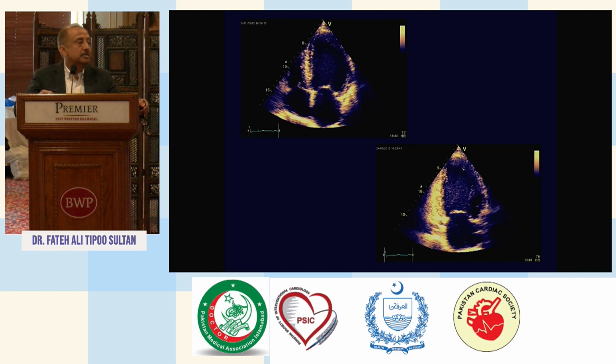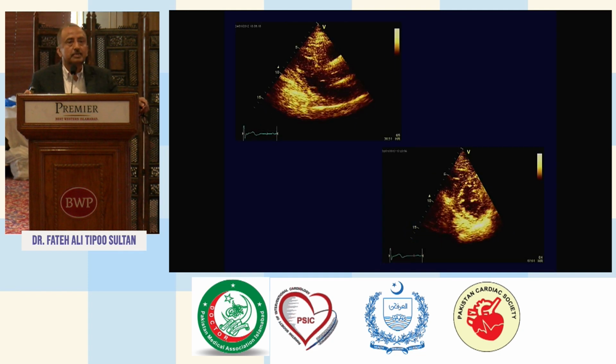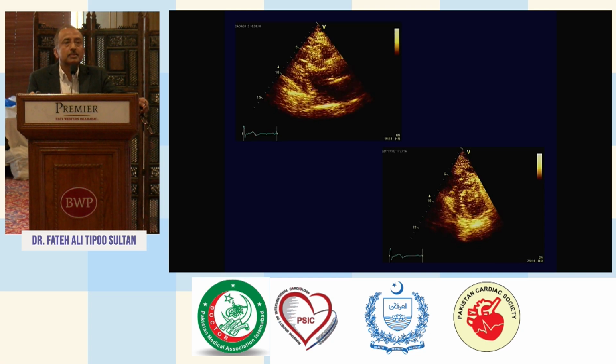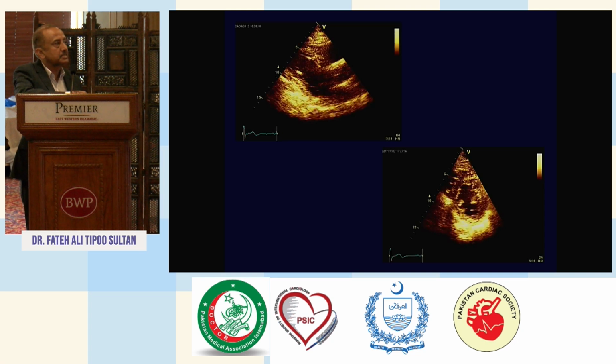And here in this case, this is severe LV systolic dysfunction, or the EF is severely reduced. But here on visual assessment, you can see that this is a normal kind of LV with normal LV systolic function or normal LV ejection fraction.